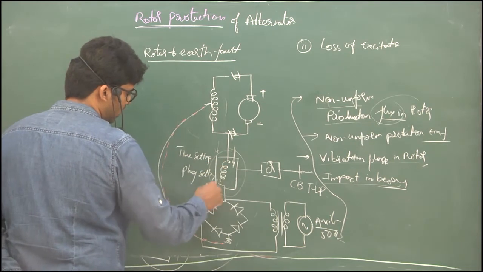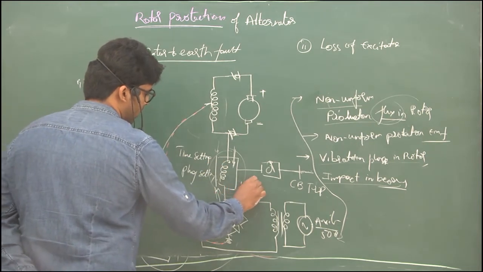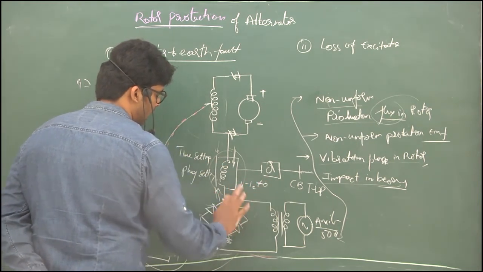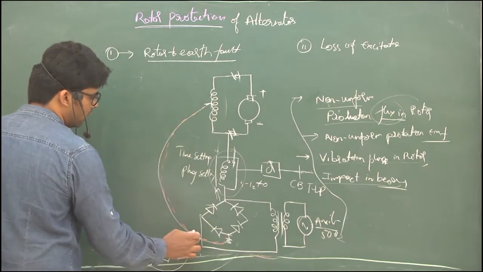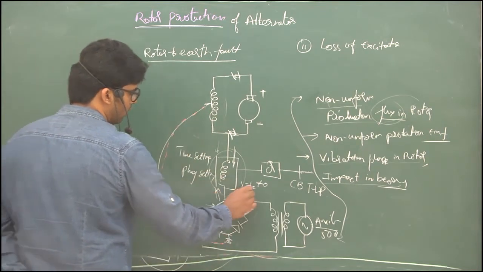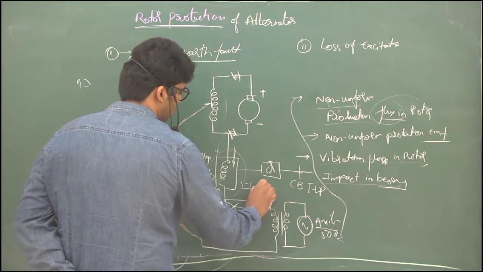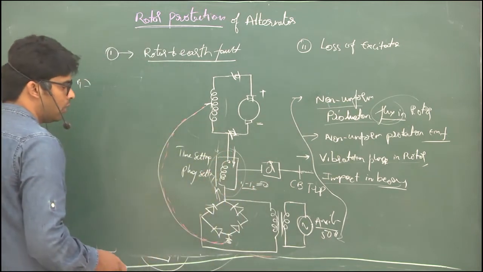To operate this coil, the current I1 minus I2 should not equal 0. Under normal condition, this will be shorted, that means no power flow, no current flows, and this will be normal. Okay, I1 minus I2 will be 0.